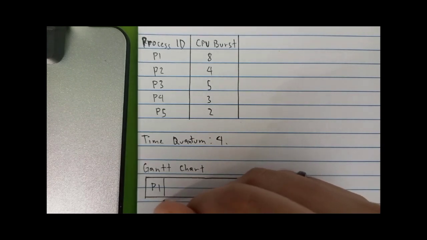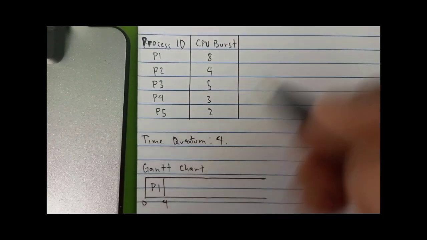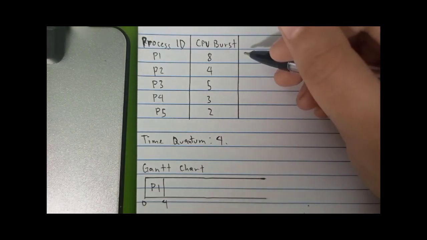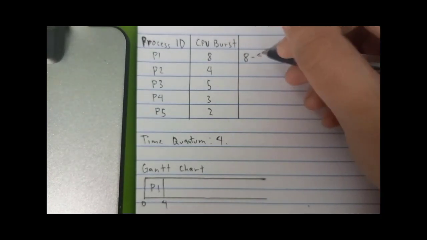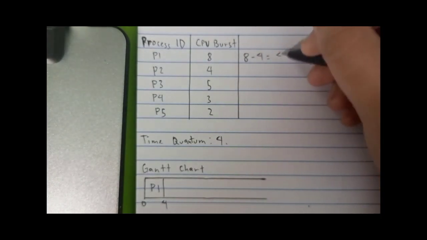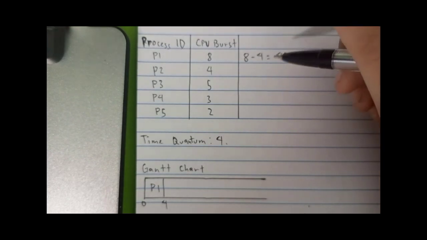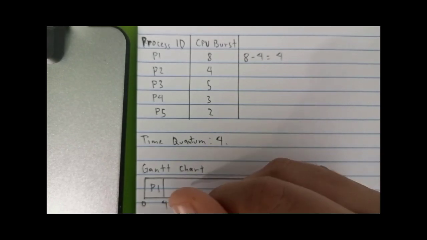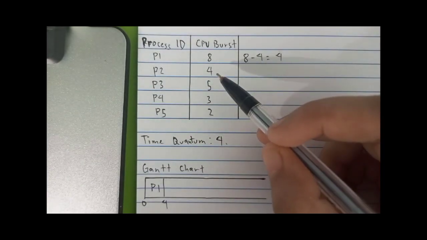Mag-end siya sa time na 4. Meron pa lang 0 dito. Then, at dahil nga 4 lang yung nakuha natin sa CPU burst ng process 1, i-minus natin siya sa 4. Then, meron matitira na another 4. Then, after that, syempre, magpo-process na si process 2 na merong 4 CPU burst.